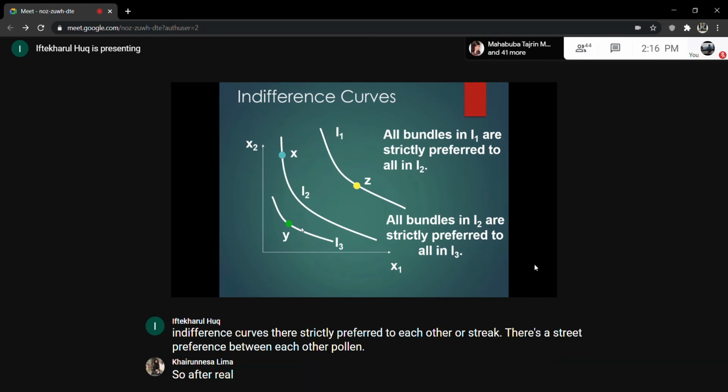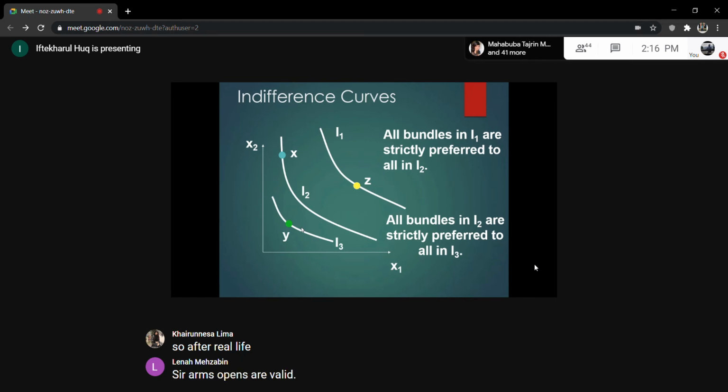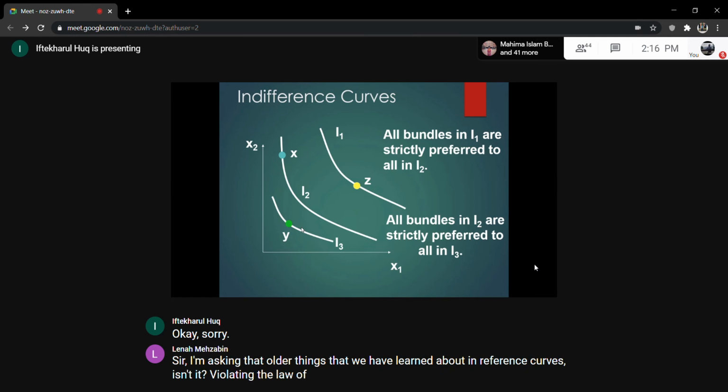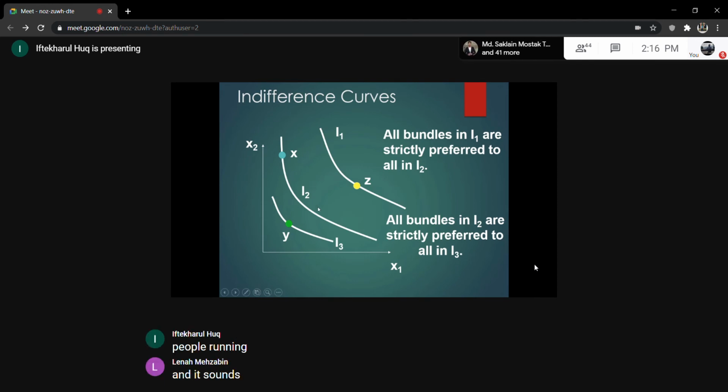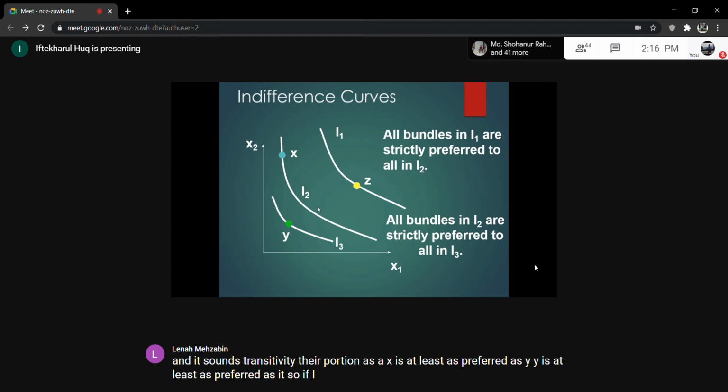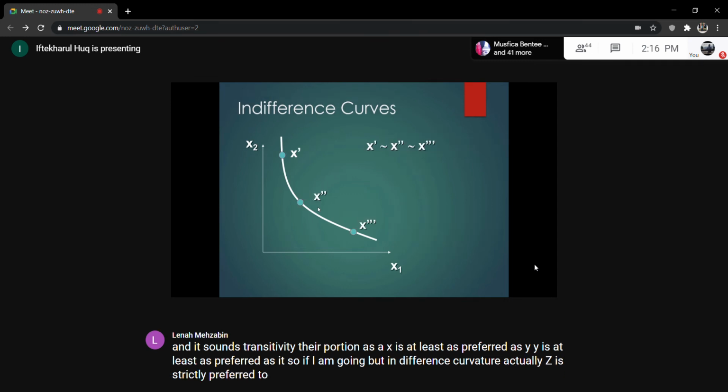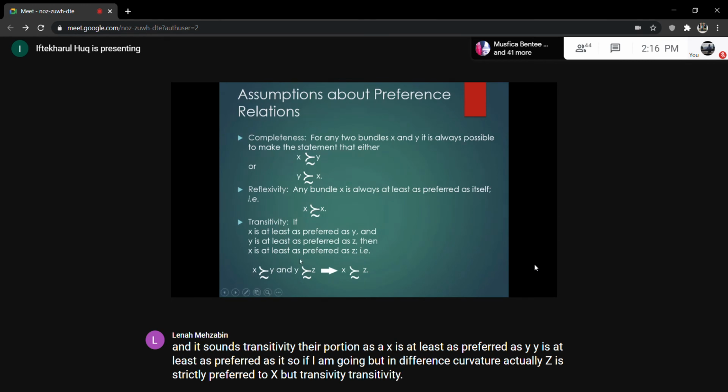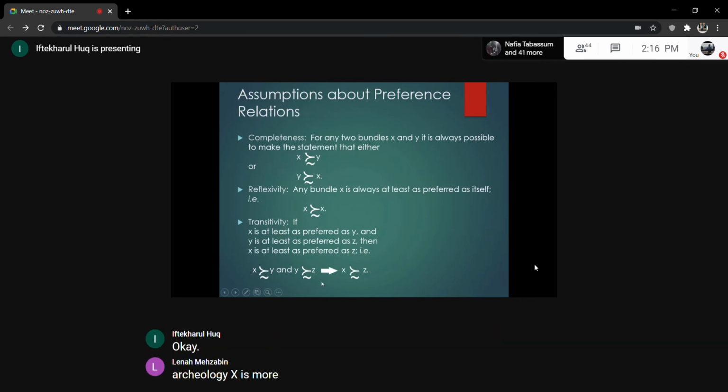Sir, aren't these all things valid? বুঝি নাই, Hello? sorry. হ্যাঁ বলেন। Sir, I was asking that all the things that we have learned about indifference curves, isn't it violating the law of transitivity? কিভাবে ভায়োলেট করলো? ট্রানজিটিভিটিতে আমরা স্যার পড়েছি না যে x is at least as preferred as y is at least as preferred as z, সো এভাবে যখন আমরা যাচ্ছিলাম তখন তো, বাট ইনডিফারেন্স কার্ভে এসে দেখলাম যে অ্যাকচুয়ালি z is strictly preferred to x, বাট ট্রানজিটিভিটিতে তো স্যার আলটিমেট রেজাল্টটা ছিল যে x is more preferred than z.